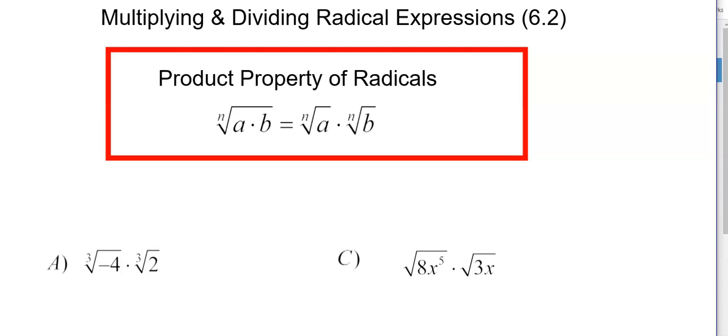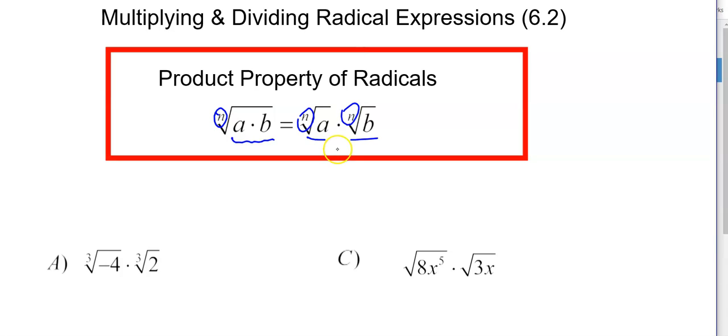Okay, so for this one, you're allowed to take what's inside of a radical and break it up into two separate radicals if those things are being multiplied. So if they're being multiplied, you can definitely do that. In this case, sometimes it's advantageous. Again, the roots have to be the same. So like if it's third root, it has to be third root and third root here.